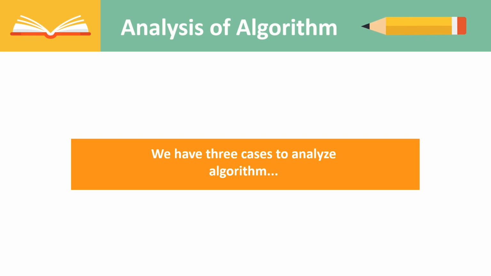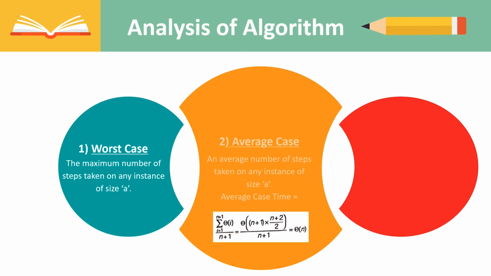Now we are going to learn analysis of algorithm. We have three cases to analyze algorithm. The first case is worst case, which means the maximum number of steps taken on any instance of size n. The second case is average case, which means the average number of steps taken on any instance of size n. The third case is best case, which means the minimum number of steps taken on any instance of size n. If you didn't understand these cases, then let's see an example to understand how to analyze algorithm.